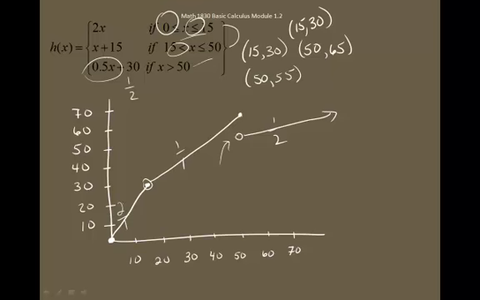Also notice that there's no connector there, whereas here these two pieces connect, even though one is inclusive and the other is not. These are two good examples of piecewise functions.